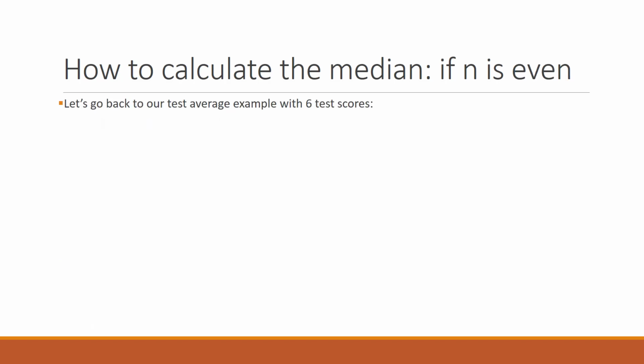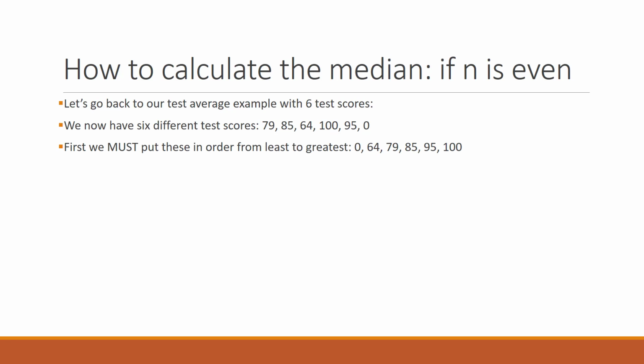So let's go back to our average example with 6 test scores. If we have 6 test scores, they are 79, 85, 64, 100, 95, and 0. Remember, before we can find the median or middle number, we first have to order them from smallest to largest, or from least to greatest. Doing so, we have 0, 64, 79, 85, 95, and 100.